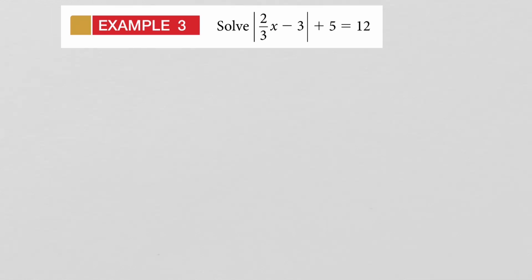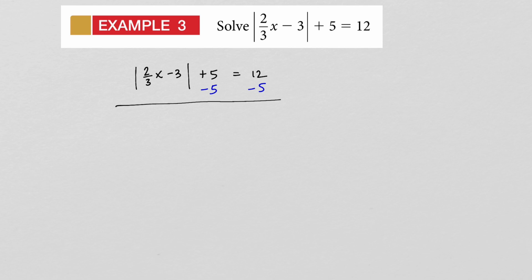Now in our next problem, we have the absolute value of 2/3 x minus 3, but then we have plus 5 and equals 12. Anytime you're solving an absolute value equation, what you want to do is get the absolute value by itself first. So we don't want this plus 5 hanging around out here. Let's subtract 5 from both sides. This will give us the absolute value of 2/3 x minus 3 on the left-hand side and 7 on the right-hand side.